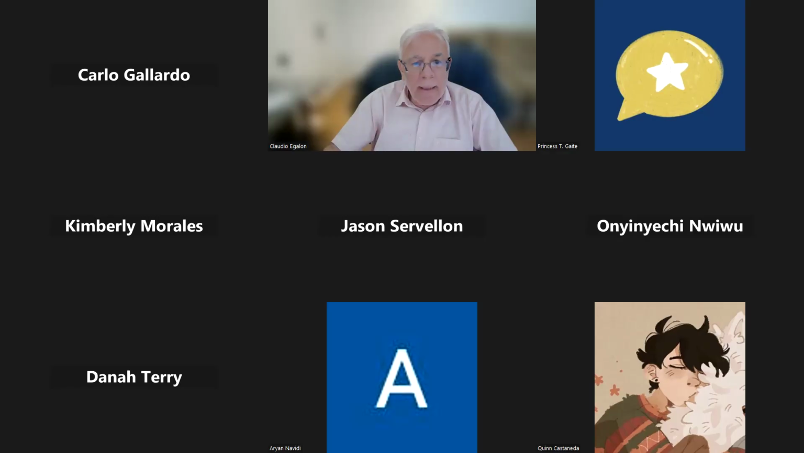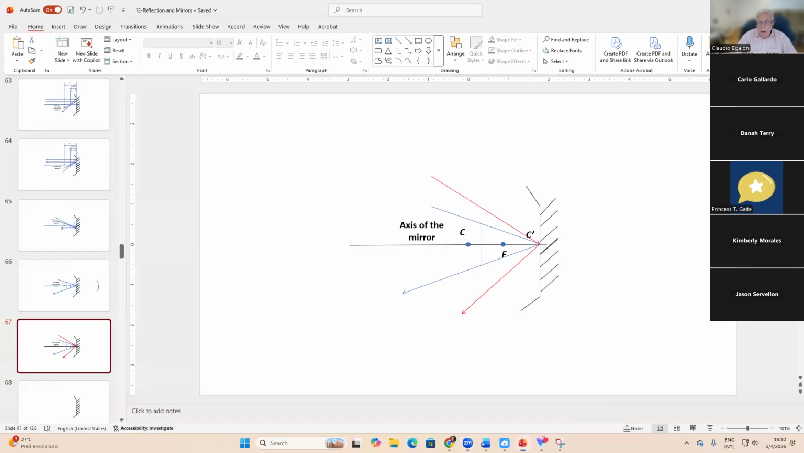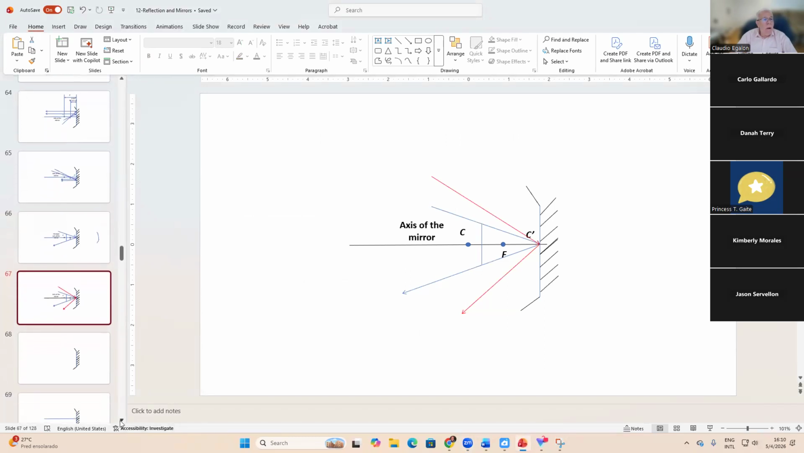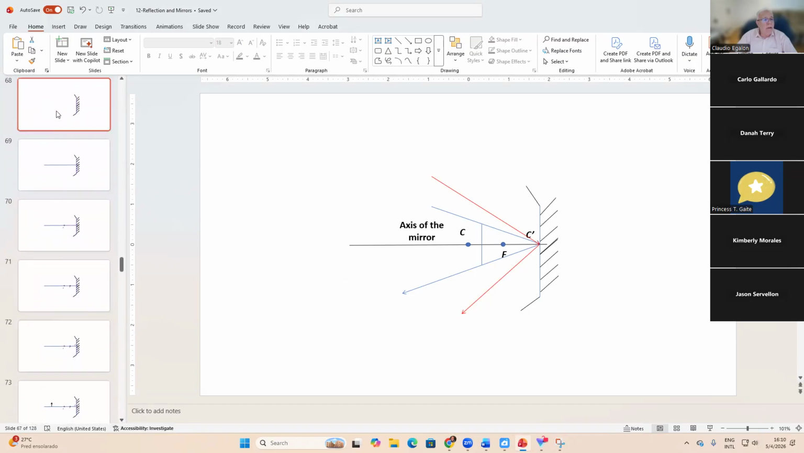I am back. Okay, so now we are going to apply all this knowledge that we discussed to determine the position of the image of an object that is reflected by a concave mirror.